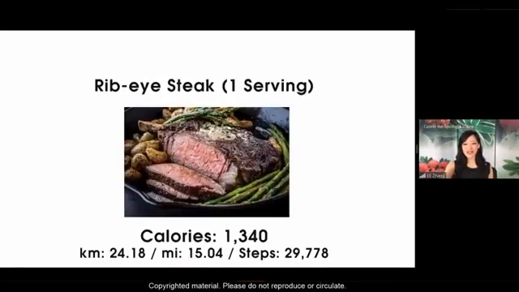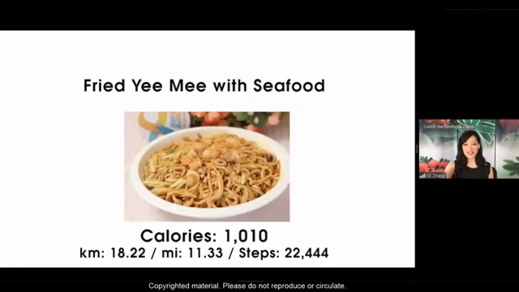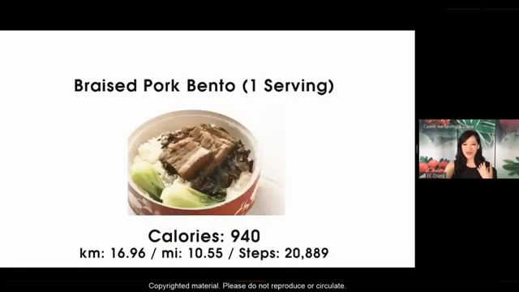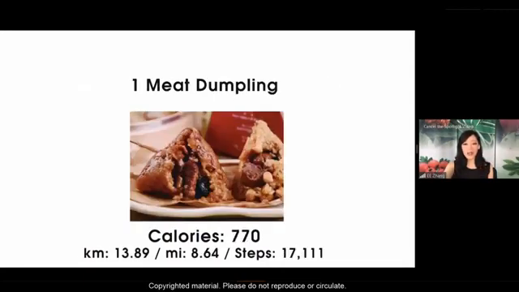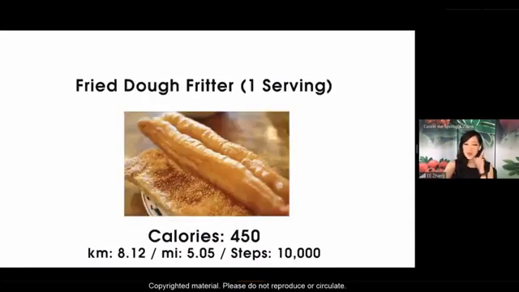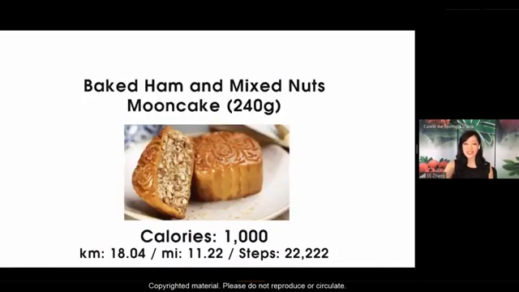Ribeye steak, 1,340 calories. Noodles, 1,000 calories. Braised pork bento, 940 calories. One meat dumpling, 770 calories. And how many people stop at one? Fried dough fritter, just one of them is 450 calories. A mooncake is 1,000 calories.